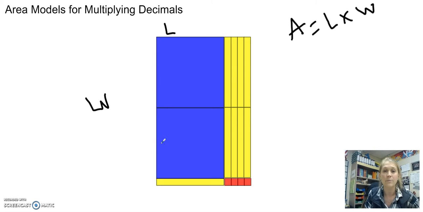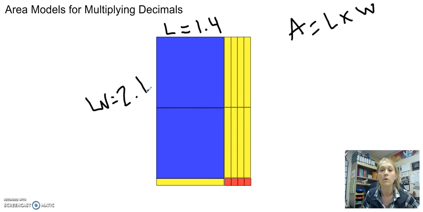To read the length, we simply look at what we see. We see one whole, so length is going to equal one whole, and we see 1, 2, 3, 4 tenths. So our length is going to equal 1 whole and 4 tenths. To see what the width is, we simply look down the side. We see 1, 2 wholes, so our width equals 2 wholes, and we see 1 tenth. So our width equals 2 wholes and 1 tenth.